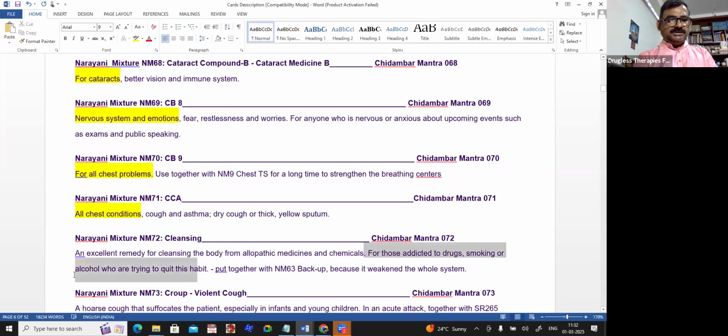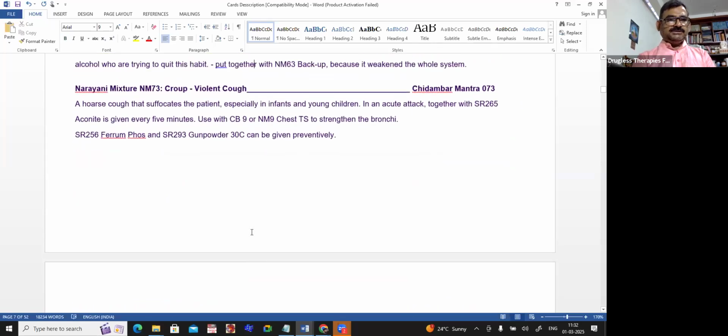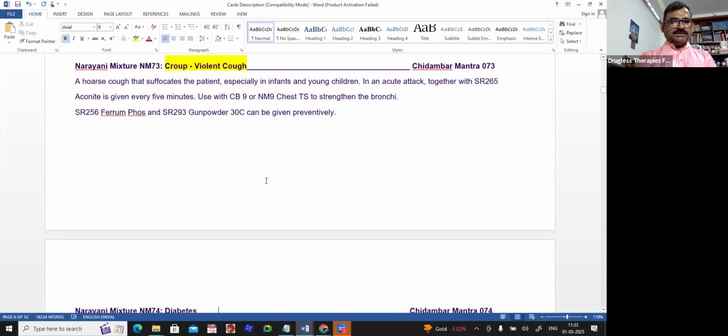The cleansing remedy is excellent for detoxification. 72 is a detoxification. The same word will come. I will not change the word so that you can remember. So crop is for violent cough, horrible cough. Okay, these are all remedies that can be used along with the others.